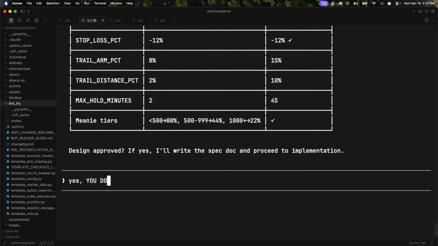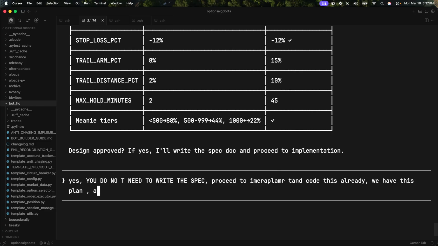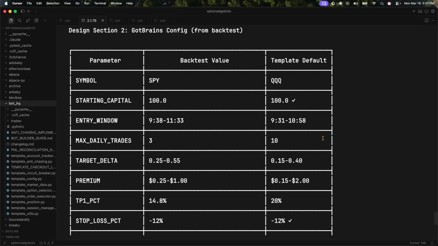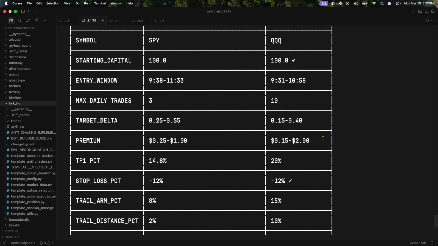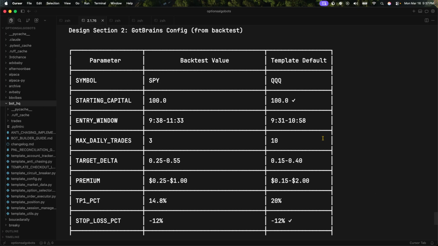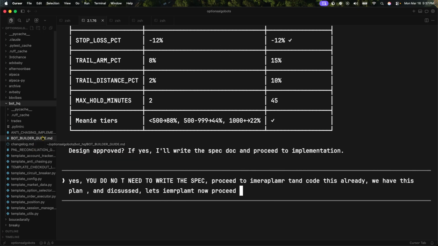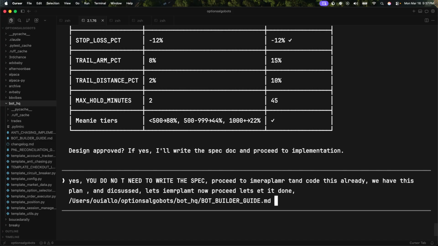Yes. You do not need to write the specs. Proceed to implement and code this already. We have the plan and discussed it. Let's implement it now. Proceed. Let's get it done. Stop capitulating.